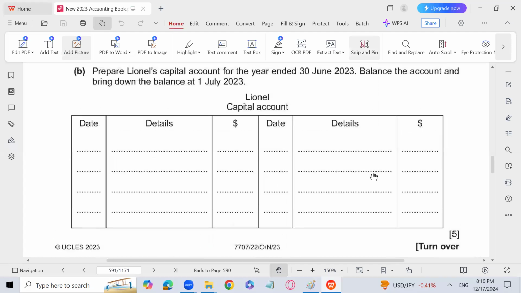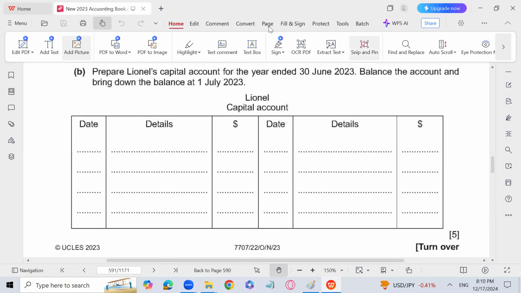Now we have to prepare the capital account. It's quite easy to prepare the capital account. Why, sir? Because the amount brought down is already given in the question. We will not write it as brought down; we will write it as bank, because the amount has been contributed to the bank. That is not the brought down which has come from the previous year.